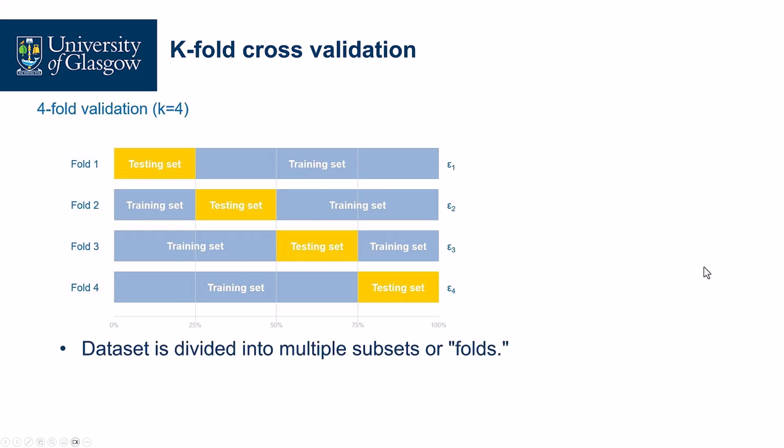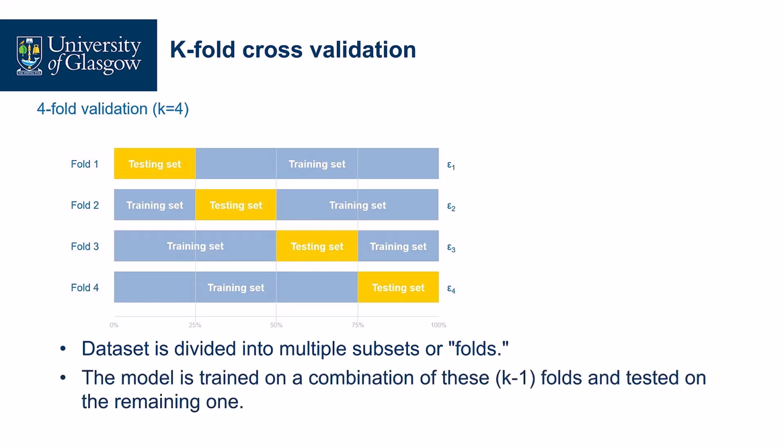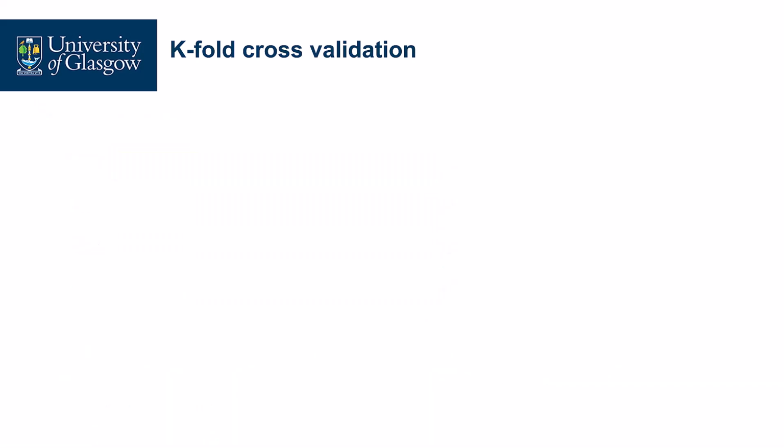The data set is divided into 4 subsets, or 4 folds. The model is trained on the combination of the k-1, so 3 folds, and tested on 1 fold. We cycle through each fold as a test set until all of them are visited. The result is 4 prediction errors, or other performance metrics. The average of them is the performance of the machine learning model. This is k-fold cross-validation.